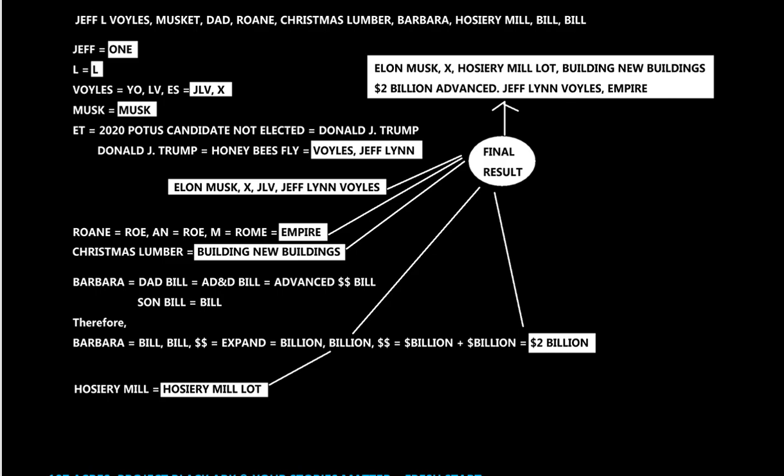Jeff Foyles, Musket, Dad, Roane, Christmas Lumber, Barbara, Hosiery Mill, Bill. Okay, let me go back. All right, so the person who took this photograph is Billy's mom, Barbara. She was a hosiery mill employee at the time. The white car, the Ford Galaxy, at the time the photo was taken, belonged to Billy's dad, but Billy's dad later sold it to my dad. So the car in the photograph was owned by both of our dads at different times.